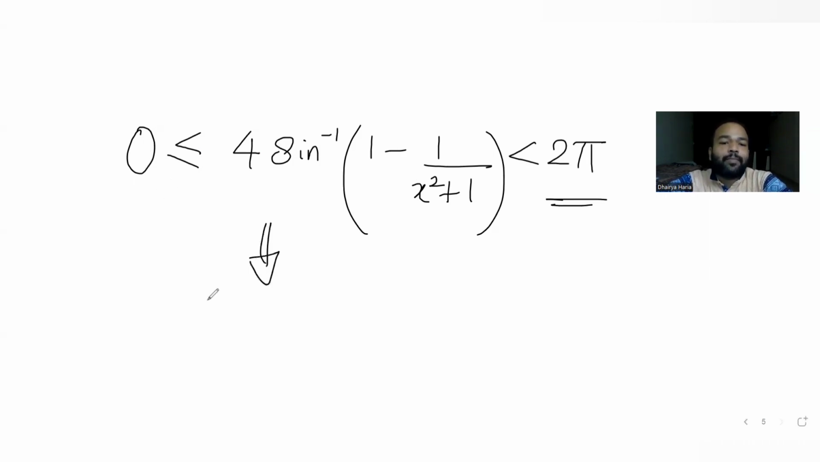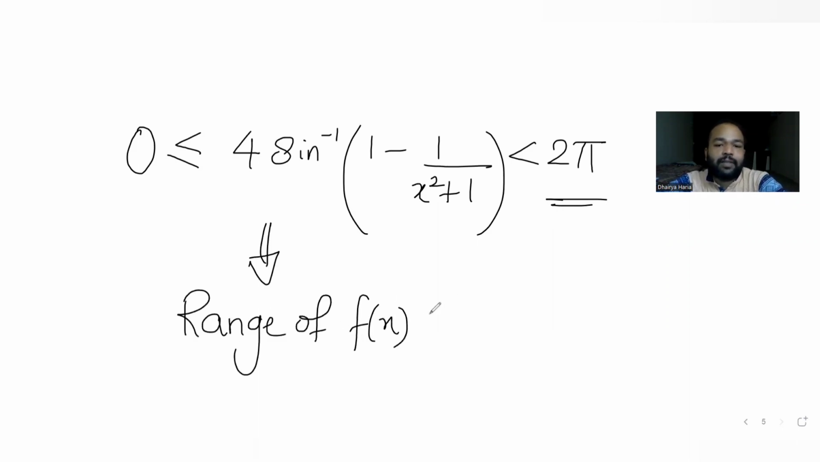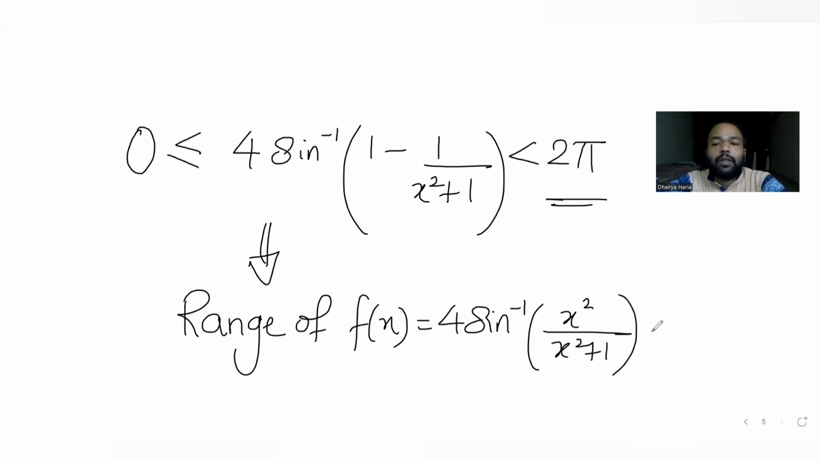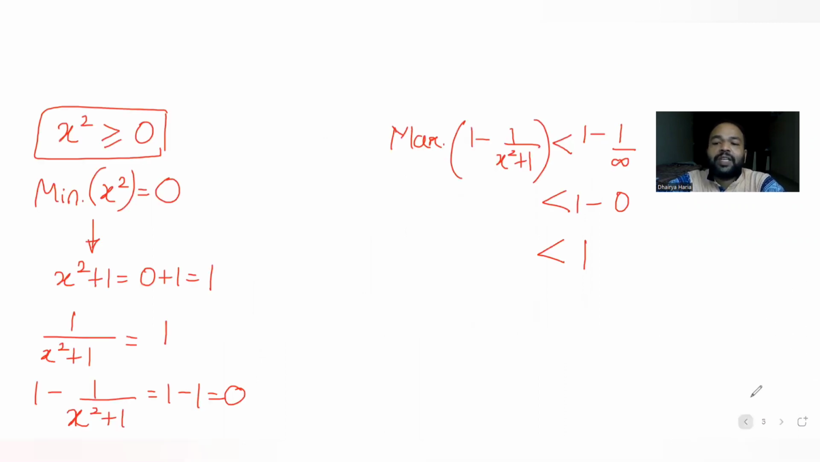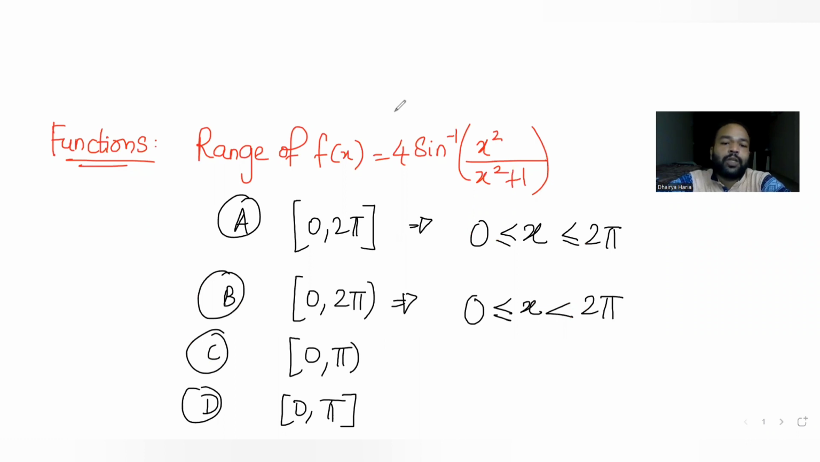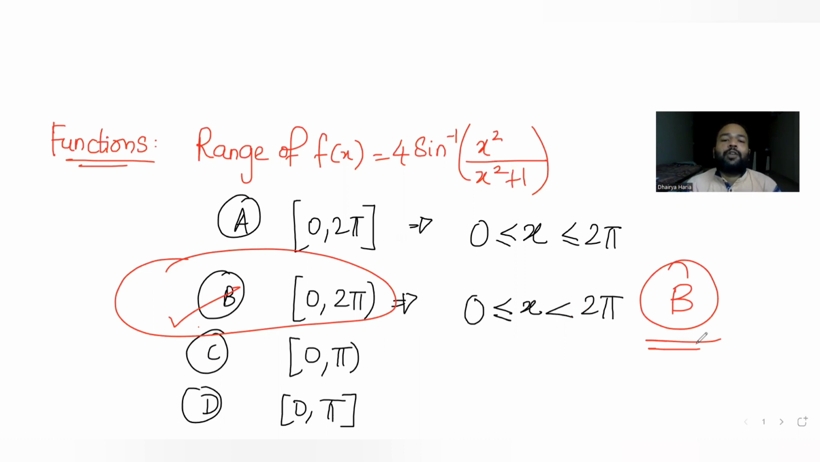So I get the range of the function f of x that was given to me, 4 sine inverse of 1 minus 1 upon x square plus 1. So basically this is nothing but the original form. If I write it down, x square upon x square plus 1. That range, we have got that as closed interval of 0 but an open interval of 2 pi. So if we see the option which it matches with, it is option B. So B is the correct answer for the question given to us.